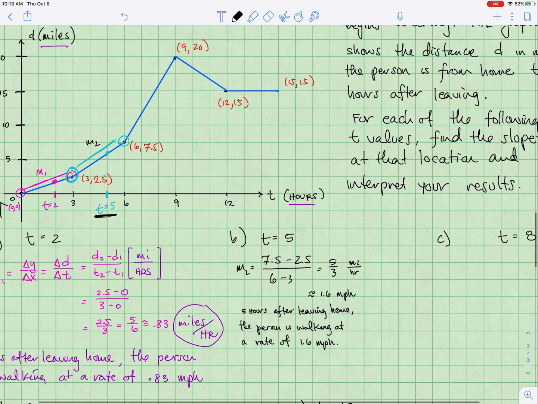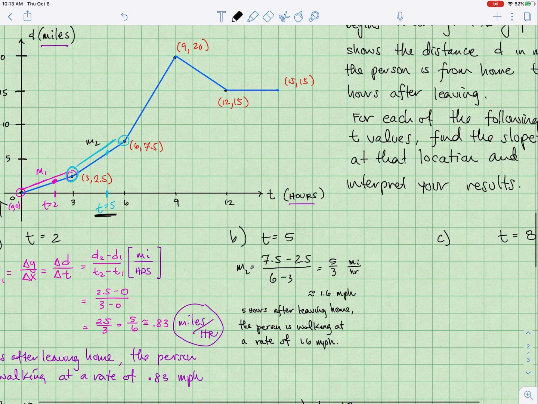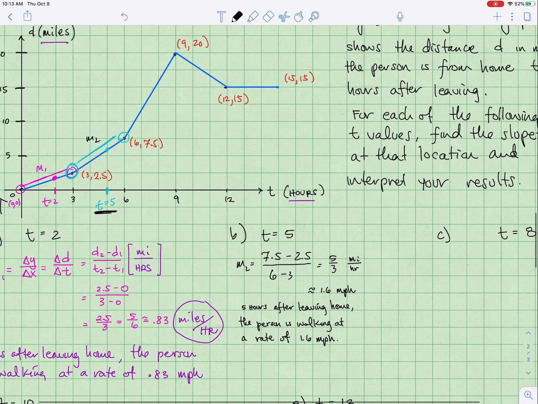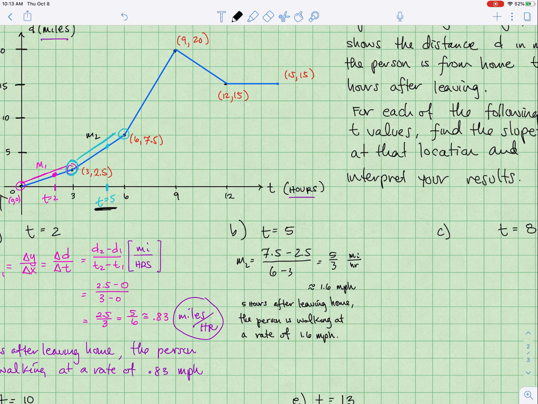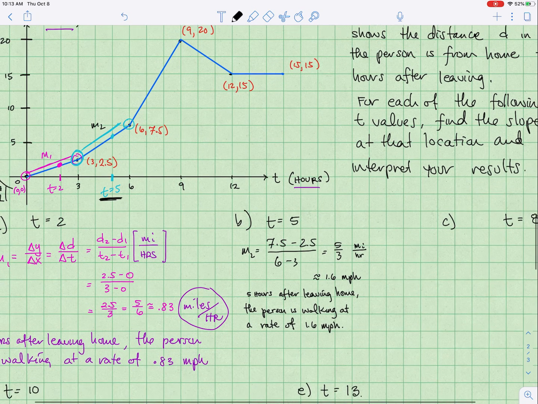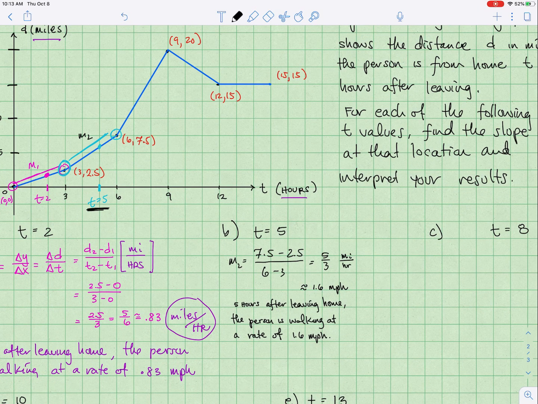So what happened there? Well, the person picked up speed from the first 3 hours to the second set of 3 hours. From the first 3 hours, 0 to 3, looks like they were walking at an average of about 0.83 miles per hour, a little bit less than 1 mile per hour, which is a pretty slow pace. And then they start walking at about 1.6 miles per hour, almost 2 miles per hour, which I think is about a pretty average pace to walk at.